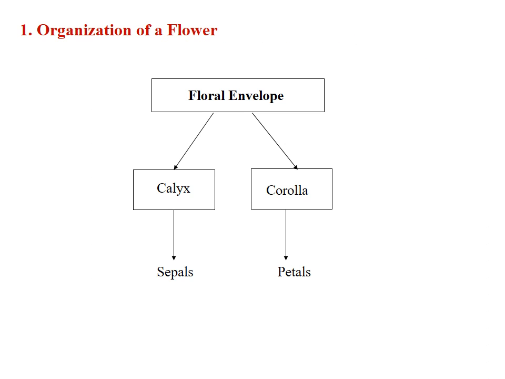Let me start our lesson by giving you a general idea about the organization of a flower. The calyx and the corolla form the floral envelope. The corolla is formed of a set of petals, while the calyx is formed of a set of sepals. The floral envelope attracts the pollinator insects and protects the fertile organs of the flower.